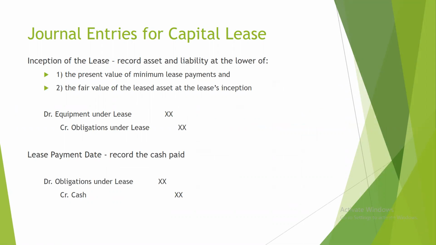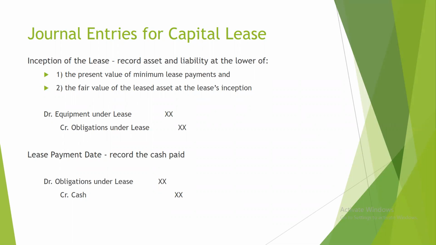Okay, so when you're recording the capital lease, first thing you do is record an asset and liability. So if you remember the definition of a capital lease is all risks and rewards of ownership have transferred to the lessee. So it's basically like owning an asset, but not actually owning it. So because it's like owning an asset, we're going to actually record an asset on our books, and then we're going to record a liability on our books for all the lease payments we have to make.